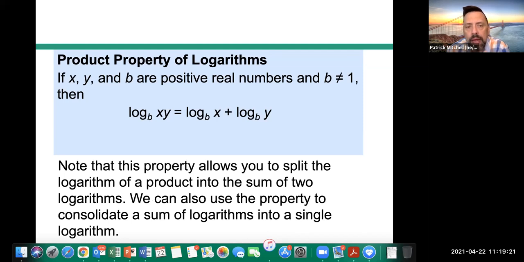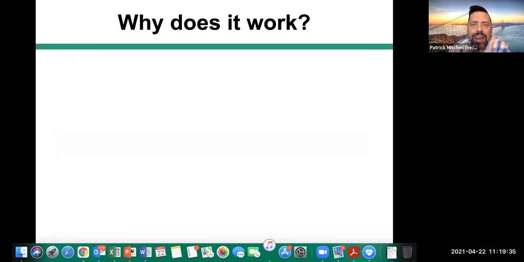Or put another way, note that this property allows you to split the logarithm of a product into the sum of two logarithms. We can also use the property to consolidate a sum of logarithms into a single logarithm. Here's where I can't resist spending 2 minutes explaining why this works. I don't like "because I said so."